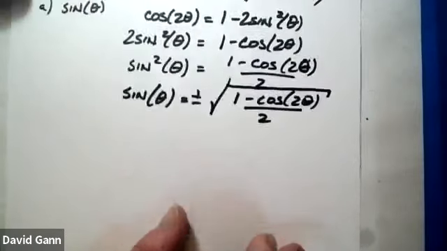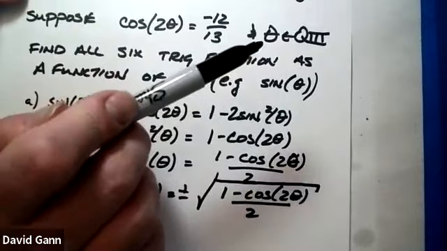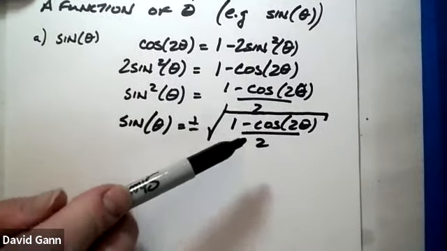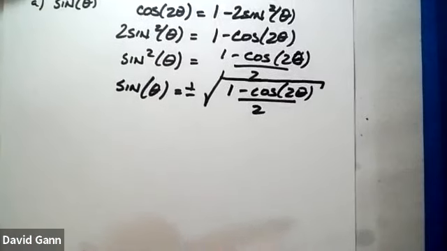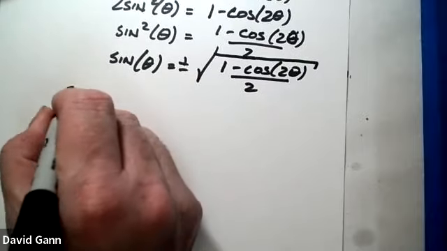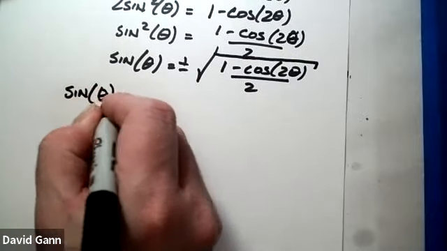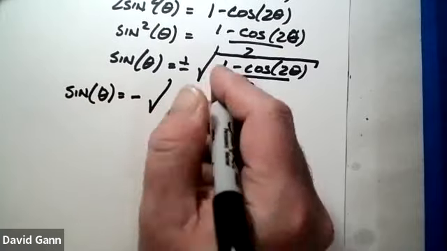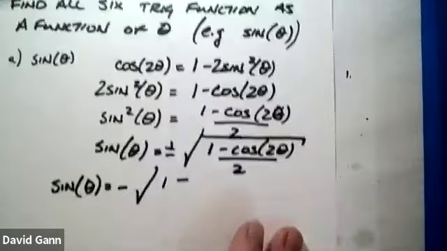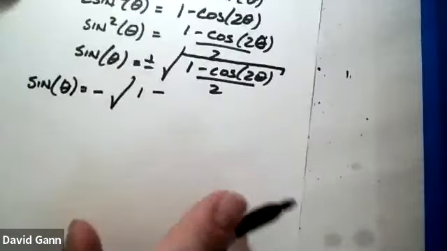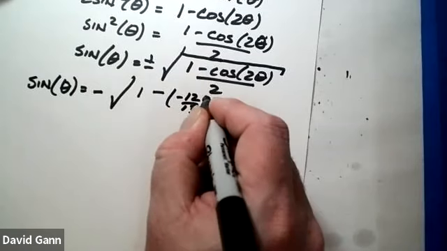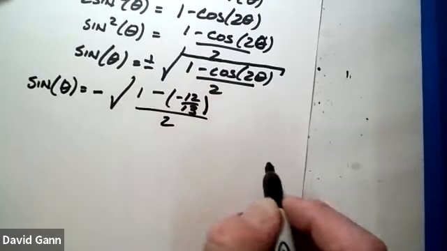Okay, so let's first recognize that since theta is in quadrant 3, we know that this has to be the negative branch, and then we just need to substitute the value of cosine of 2 theta. So sine of theta is going to be equal to the negative square root of 1 minus, and recall this was a negative sign, so be real careful with those negative signs. It's minus a negative 12 over 13, all over 2.